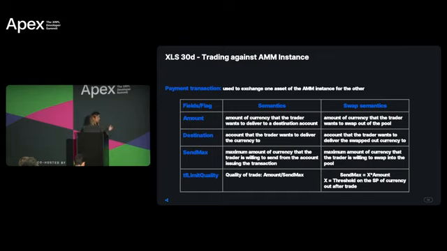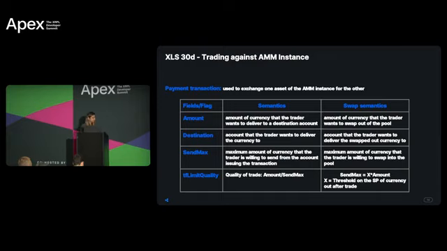Similarly, destination is the account that the trader wants to deliver the currency to. For a swap, it is the account that the trader wants to deliver the swapped out currency to. And this could be the account that the trader owns or wants this amount to go to. Then there is this field called send max, which basically specifies the maximum amount of currency that the trader is willing to send from the account issuing the transaction. In the context of a swap, this is the maximum amount of currency that the trader is willing to swap into the pool.